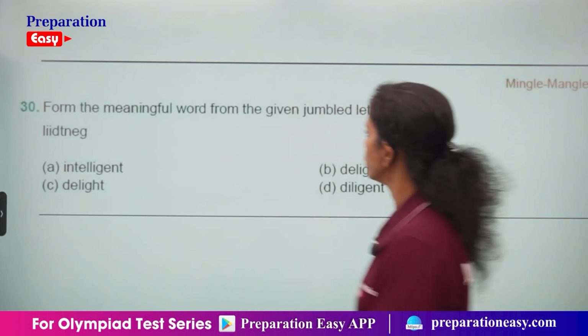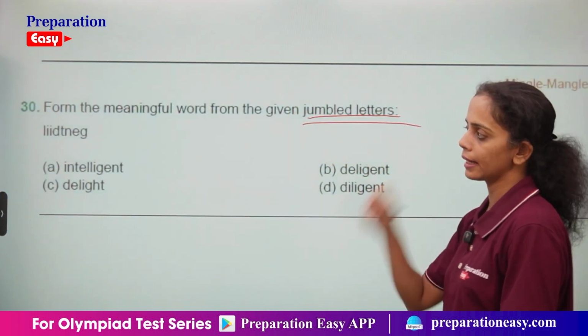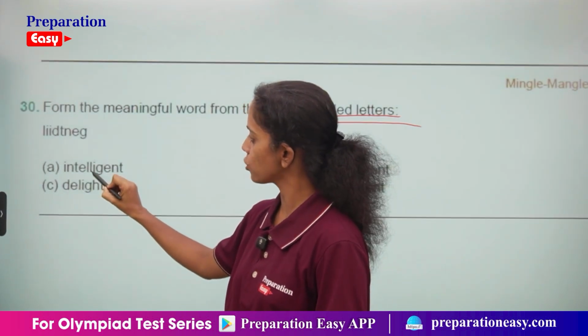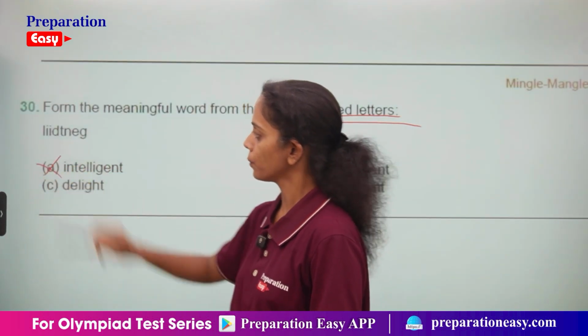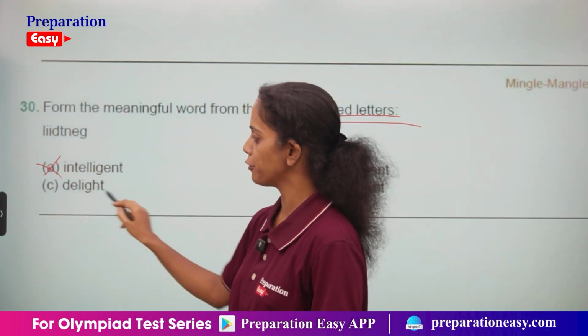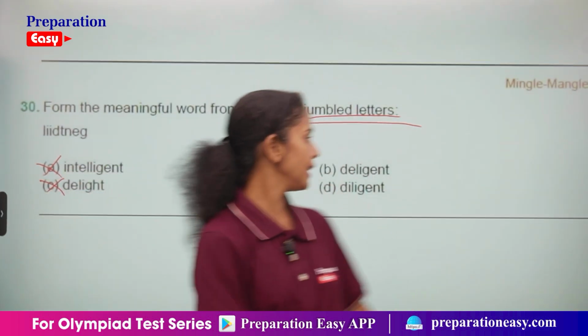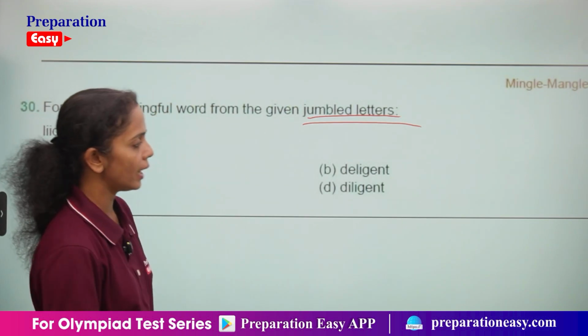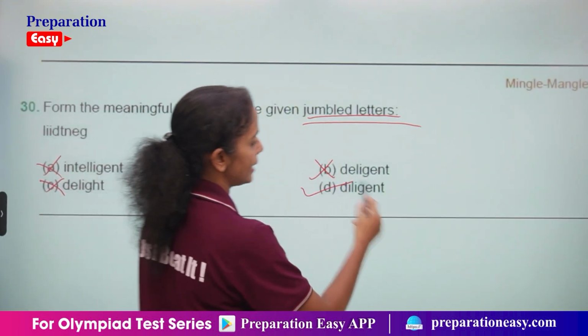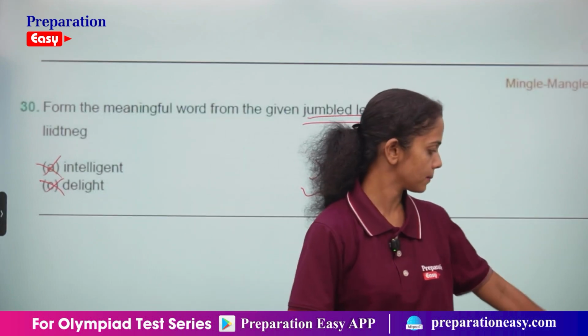Next is the meaningful word from the given jumbled letters. Again you are going to find over here, you are having 2 L's. Do you have 2 L's? No. Do you have L-I-G-H-T and there are 2 I's? Do you have 2 I's? No. Next, again I am having 2 I's. Are you having 2 I's over here? No. Then this is the right answer, that is diligent.